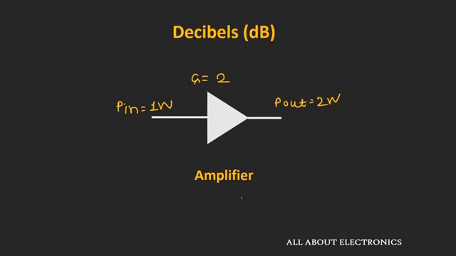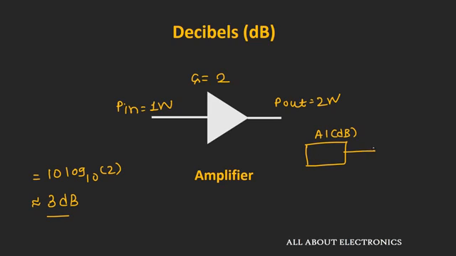So now if your system is having a gain of 2, then in decibels it can be represented as 10 log of 2, which will be approximately equal to 3 dB. So let's say if I have one amplifier which provides me the gain of A1 dB, and if I add another amplifier which simply multiplies the gain by a factor of 2, then I can say that the overall gain will be equal to A1 plus 3 dB. So in this way, in any system, whenever the input is being multiplied by the factor of 2, then we can say that the gain that is being added to the system is 3 dB.